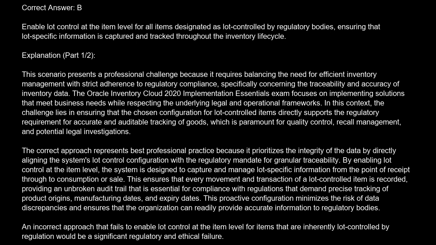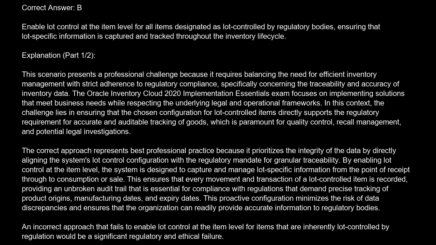The Oracle Inventory Cloud 2020 Implementation Essentials exam focuses on implementing solutions that meet business needs while respecting the underlying legal and operational frameworks. In this context, the challenge lies in ensuring that the chosen configuration for lot-controlled items directly supports the regulatory requirement for accurate and auditable tracking of goods, which is paramount for quality control, recall management, and potential legal investigations. The correct approach represents best professional practice because it prioritizes the integrity of the data by directly aligning the system's lot control configuration with the regulatory mandate for granular traceability.